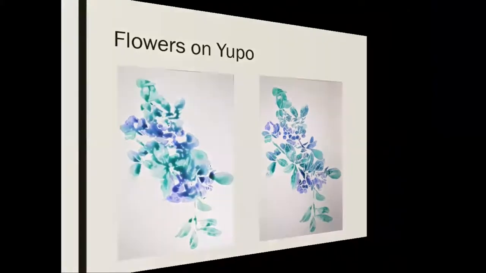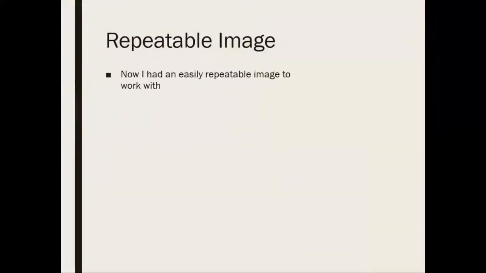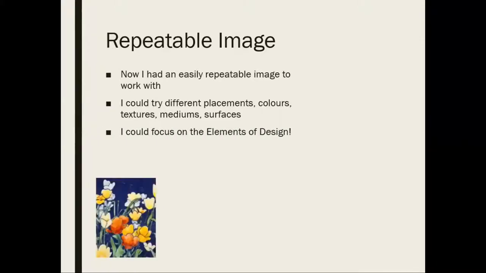So what I basically had was a repeatable image. I had something that I could work with using different placements, different colors, different mediums, different surfaces. I did some on black. I did them on all kinds of different things. I started trying watercolor ground, that stuff that allows you to paint watercolor on anything. Well, I would apply that through my stencil on something black, for example. So basically, I ended up trying out all kinds of different things.